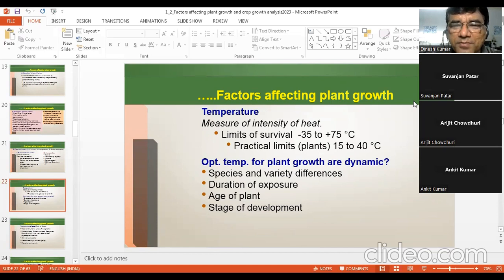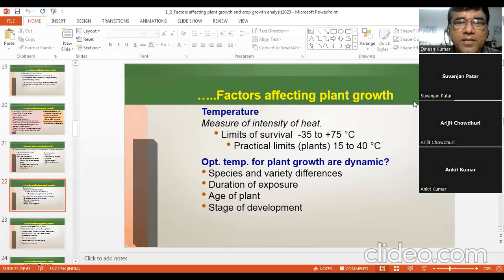You must remember this value. This usually comes in quiz exams. What is the practical limits for survival of the plants? So it is 15 to 40 degrees centigrade. Optimum temperature for plant growth are dynamic. Means you cannot say any fixed temperature for growth of the plant. The optimum temperature will vary with the species.